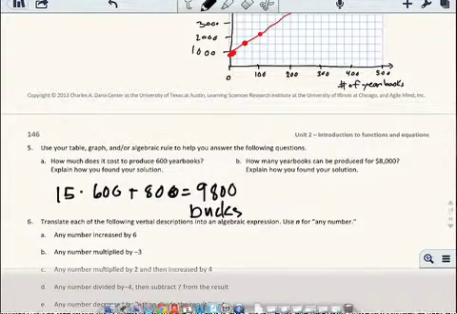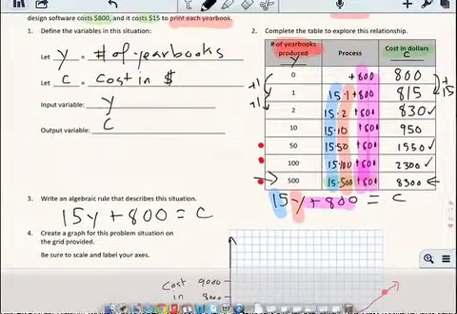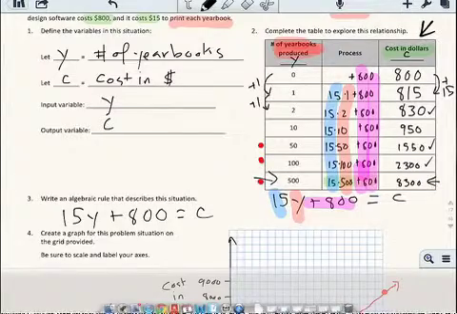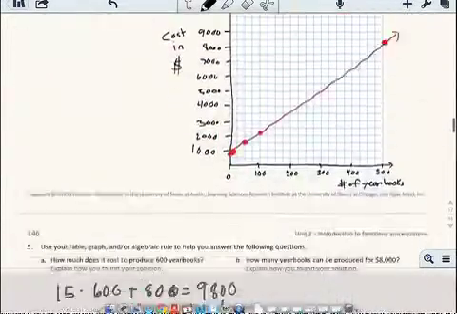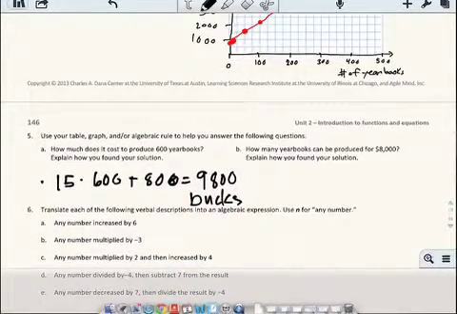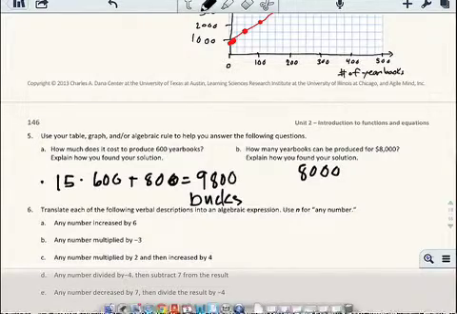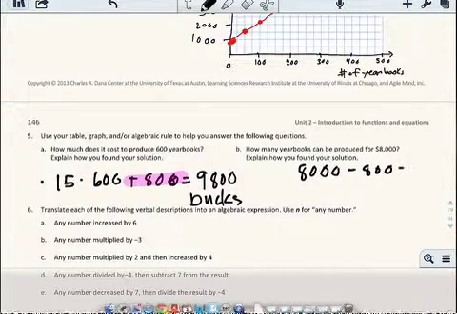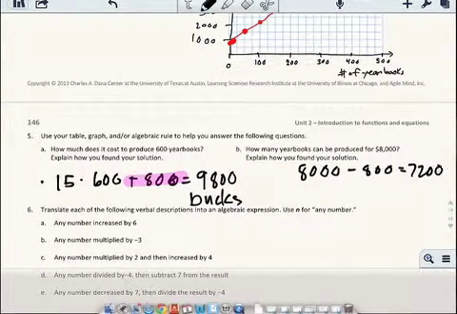How many yearbooks can be produced for $8,000? Explain how you found your solution. So I'm remembering something that we've done on some previous problems. Right now we're being given the cost in dollars, and we're supposed to work back to the yearbooks produced. So that means we can use our rule and work backwards. So I'm going to take 8,000 and I'm going to undo plus 800 by taking away 800. That's working backwards. So I get 7,200.